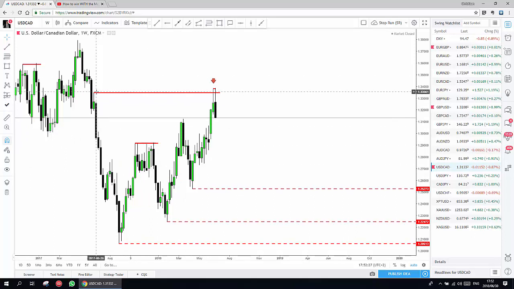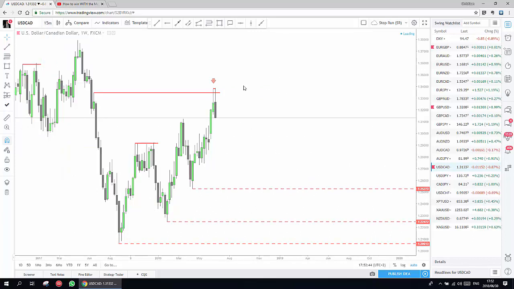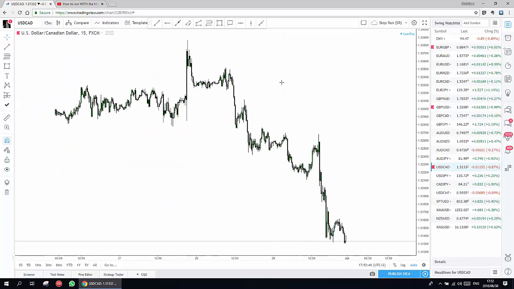Here was the level we were waiting for the swing trade, and hopefully this will end up going all the way down to this liquidity. I've marked these points because I expect maybe some reaction once the market gets here. Let's quickly move to a 15-minute time frame and show you what happened here.